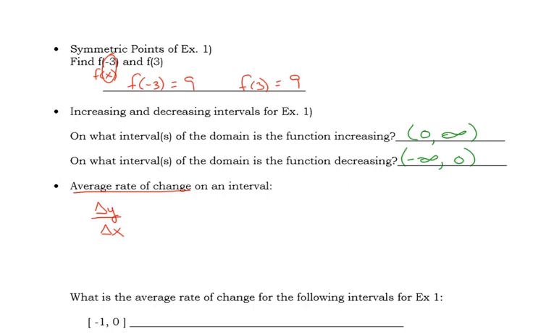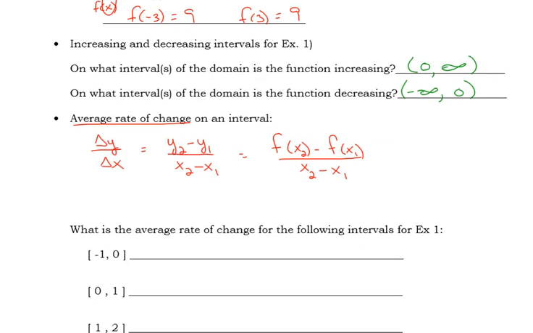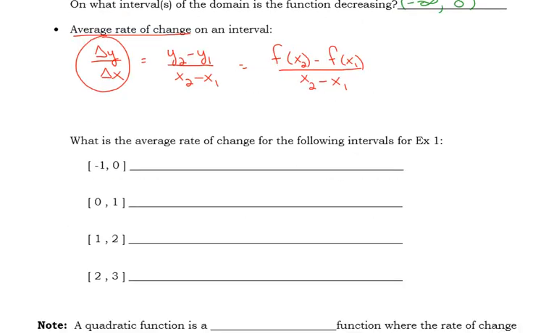Remember that the change in y over the change in x can be rewritten as y2 minus y1 over x2 minus x1. Or we can also write it as f of x2 minus f of x1 over x2 minus x1. Essentially, they're the same formulas, they're just different ways to write them. Pretty much the easiest way to remember average rate of change is to remember the change in y over the change in x. Now, when we look for an average rate of change, we're going to be looking at a specific interval. In other words, the values are going to be at a particular place on the function.